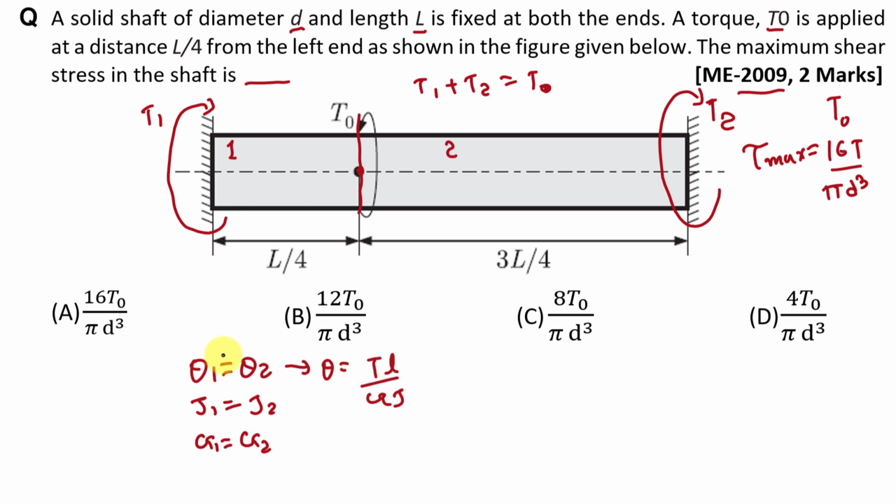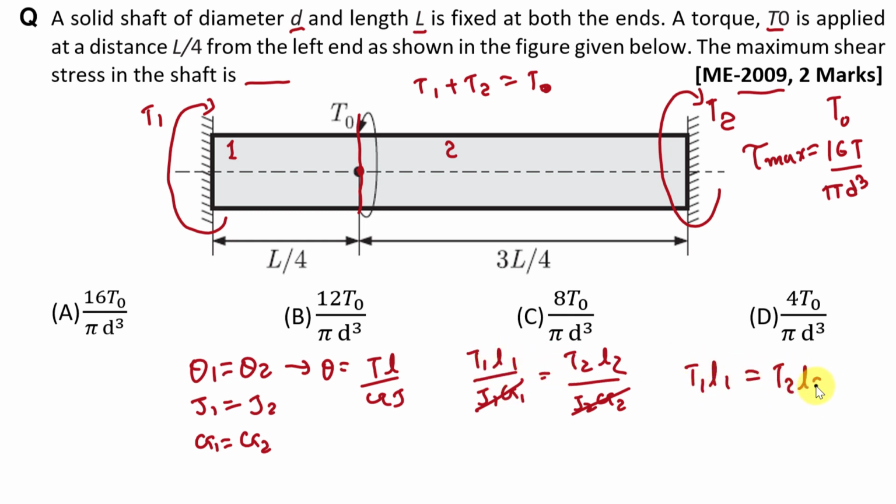Now from here we can say that T1 L1 divided by J1 G1 is equal to T2 L2 divided by J2 G2. Now we know that J and G are same for both these shaft. So we can cancel J and G. So from here we have another equation, T1 L1 is equal to T2 L2. Here this T1 is the twisting moment in shaft 1 and this T2 is the twisting moment in shaft 2.